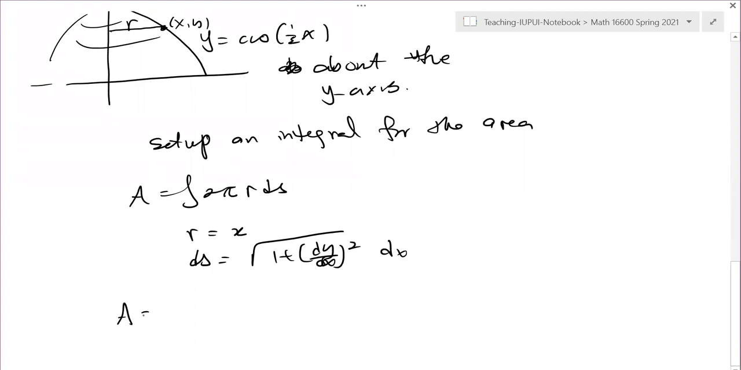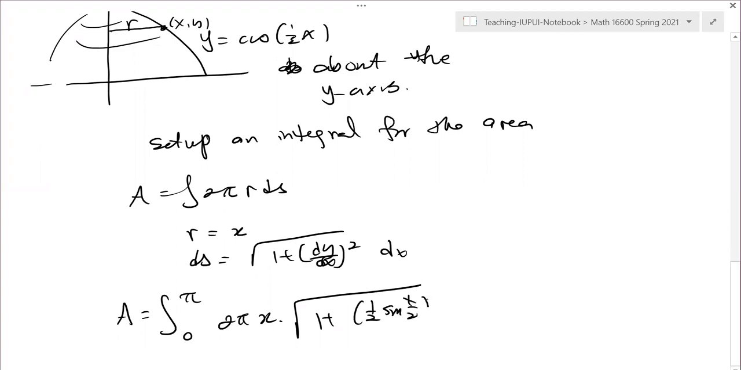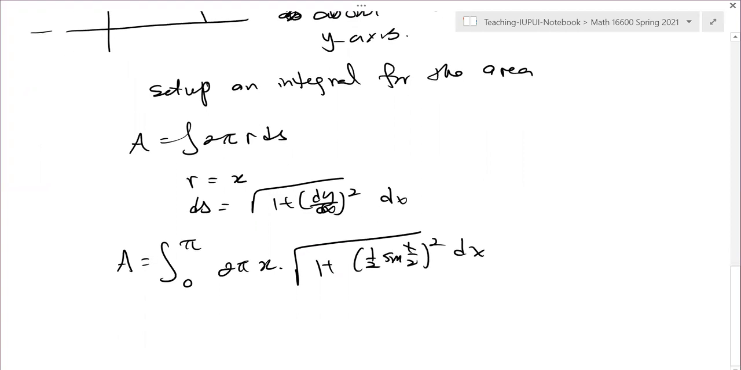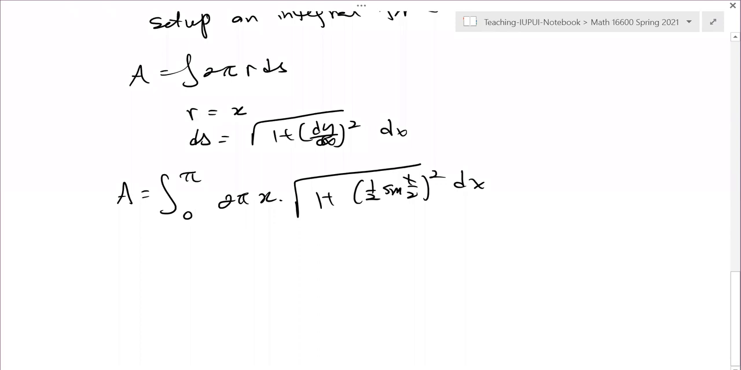Okay. So the area still uses the x variable from 0 to pi, 2 pi x, and then the square root of 1 plus (1/2 sine half of x) squared dx. So this is the integral for the surface area. Of course, we cannot evaluate it. There is no formula you can use. But you can use the computer, type the function in, and the computer gives you the estimated value. That's why here we just need to set up the integral, and that's correct.